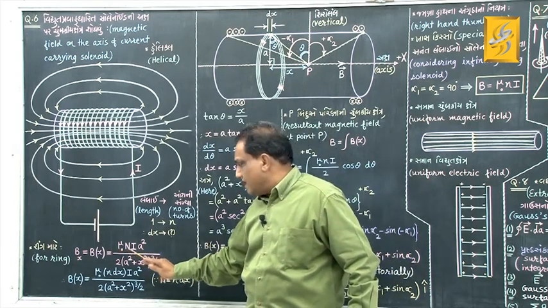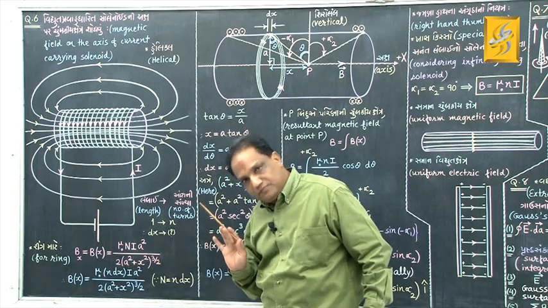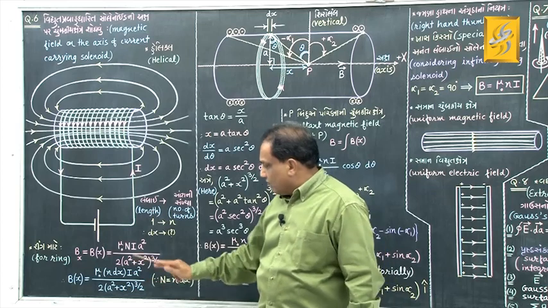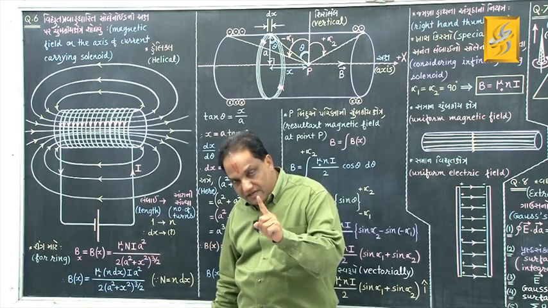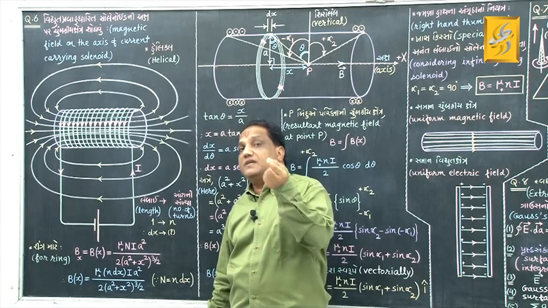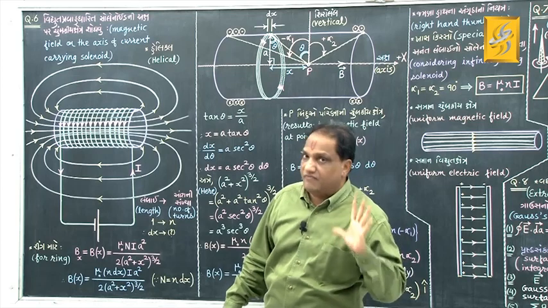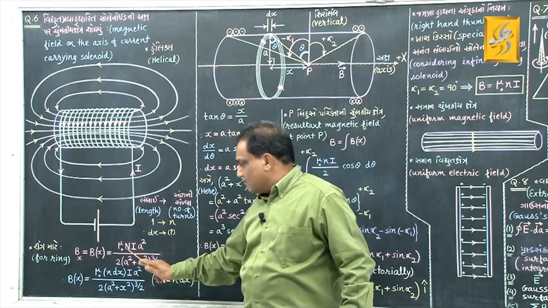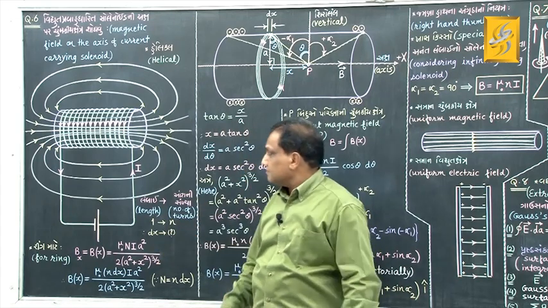Mu 0 n I a square upon 2 into a square plus x square whole raised to 3 by 2. Correct? Fine. Now what was capital N at the time? Total number of identical turns which are considered in the extremely thin current carrying circular ring. Correct? Fine. Now let us substitute for capital N. In this case, what it can be, I am showing you.